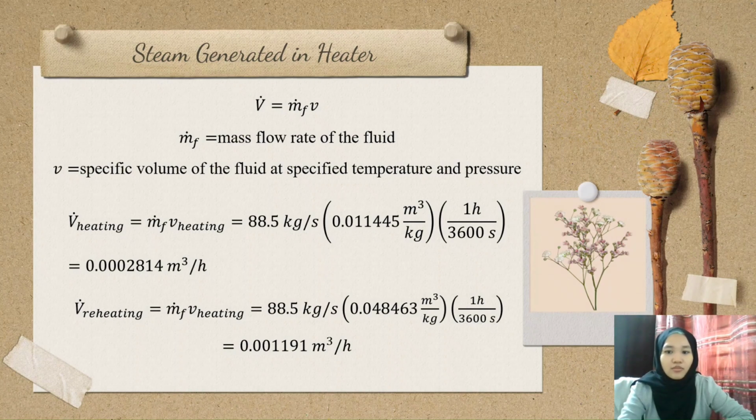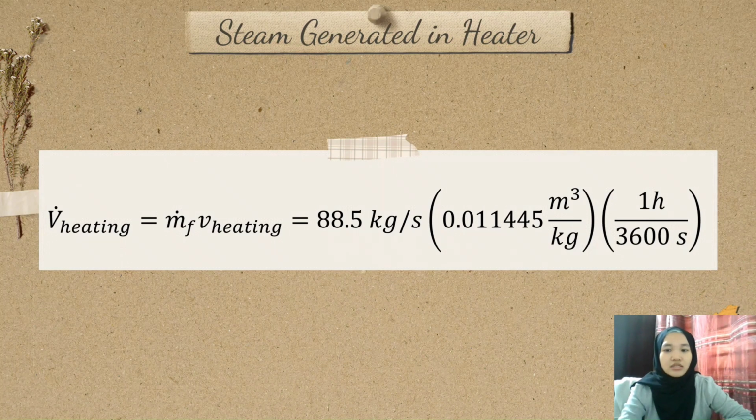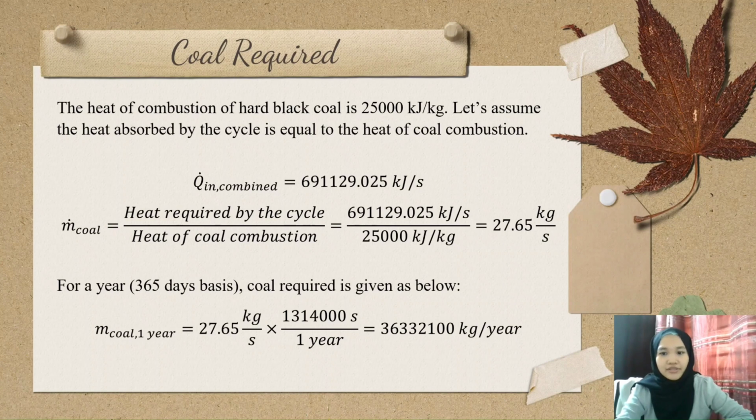Besides, the volume flow rate of the steam in the heater is 0.001191 meter cube per hour. It can be calculated by the mass flow rate and the specific volume of heating. Based on this slide, using the information of heat of combustion of coal, we managed to find the mass of coal required to power the plant. For a year, on a 365-day basis, the coal required we get is 3633,2100 kg per year.